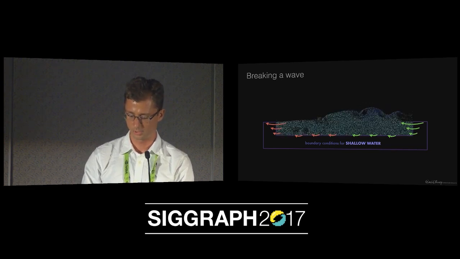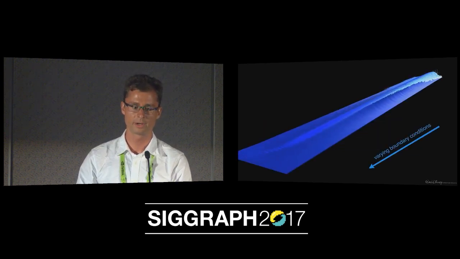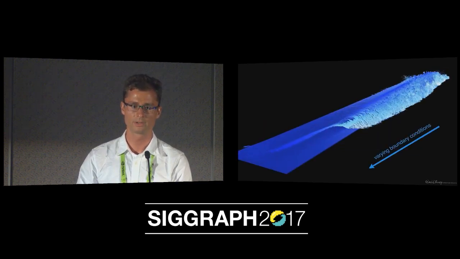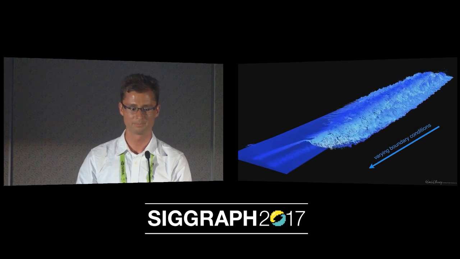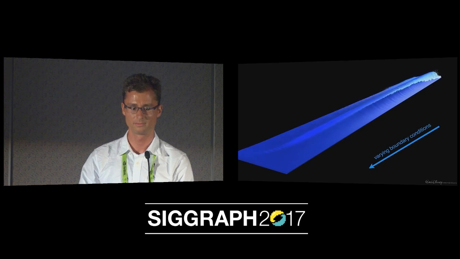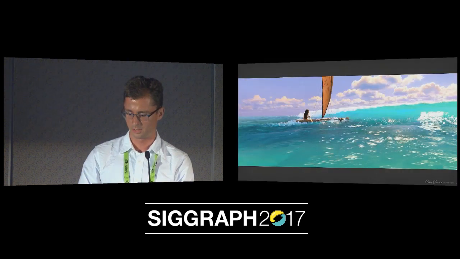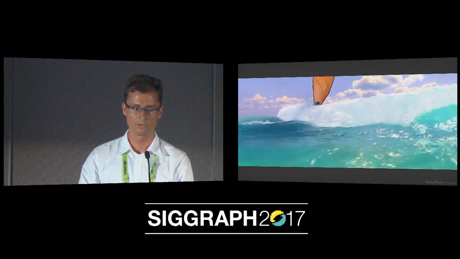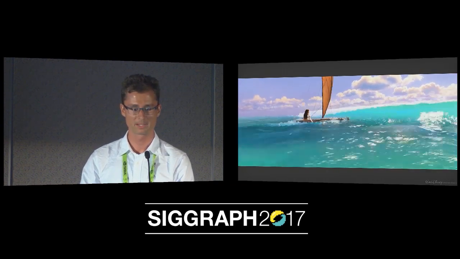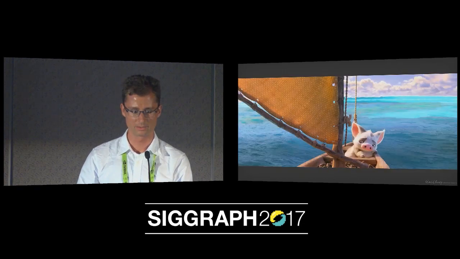So that's a 2D illustration. We can do the same thing in 3D, and we can actually vary the parameters. We can vary the boundary condition along the wave, so we can make it break from one side. And here, integrated into one of the shots in the movie. And another one.